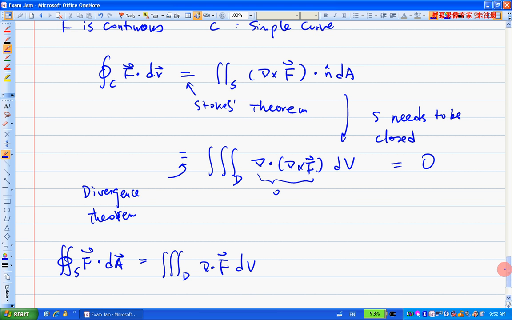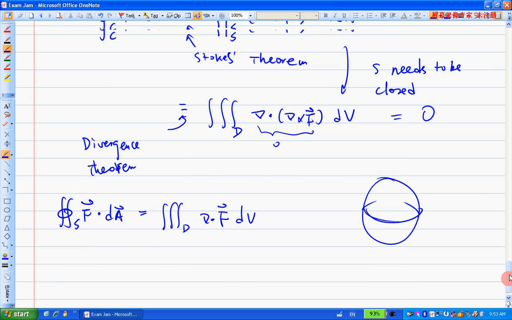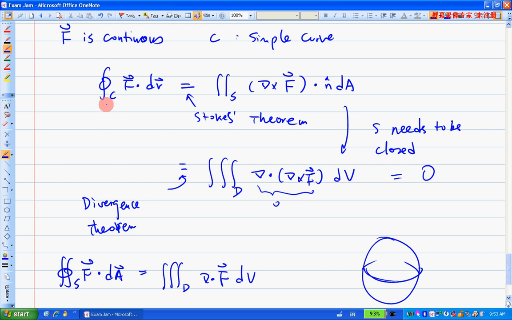This is basically sort of topology. If I have, let's say, a half sphere, what would be the C? The circle here, right? But if I have a whole sphere, where would that C be? It's just the surface itself, and the surface is not a curve. When you have a closed surface, there is actually no curve C anymore. So if there's no curve C, the integral is essentially zero. That's why this becomes zero.